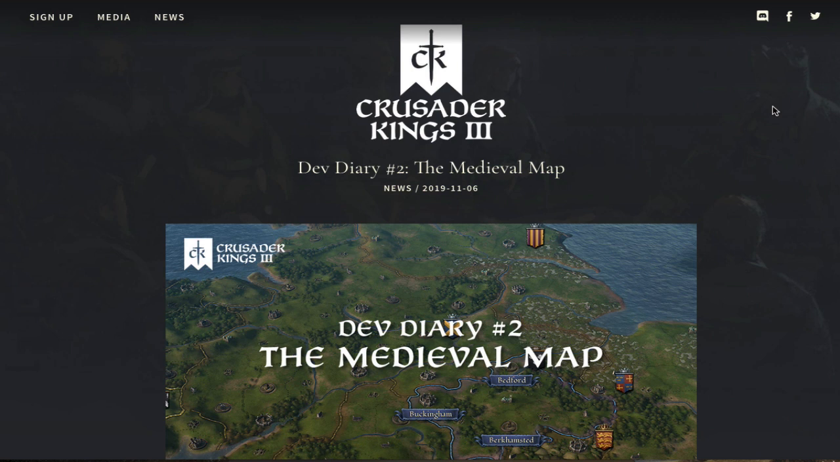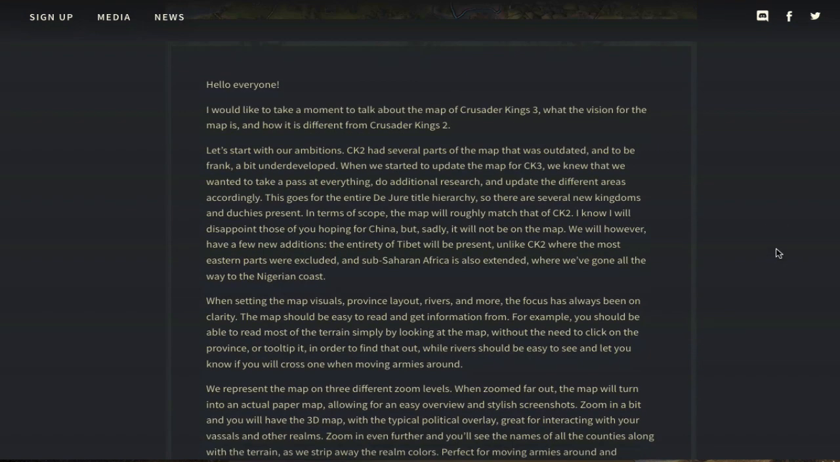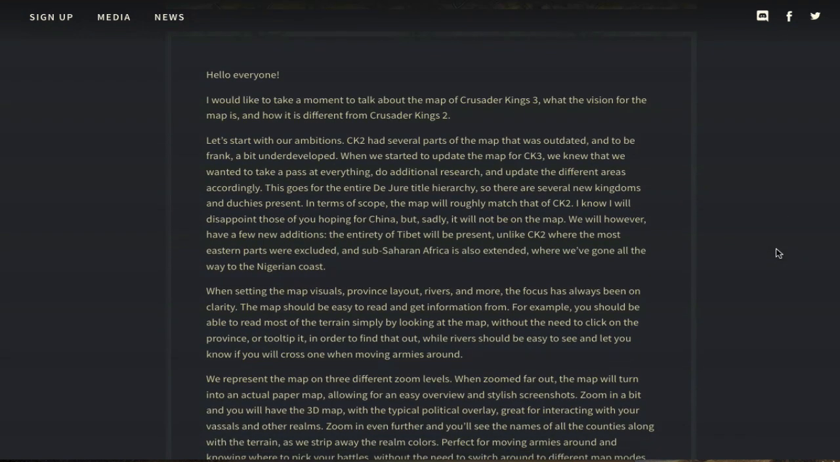This is number 2 and today we'll be looking over the medieval map. First image is just the screenshot they have for us, but let's get down to the words they have written for us. Hello everyone! I would like to take a moment to talk about the map of Crusader Kings 3, what the vision for the map is and how it is different from Crusader Kings 2. Let's start with our ambitions.